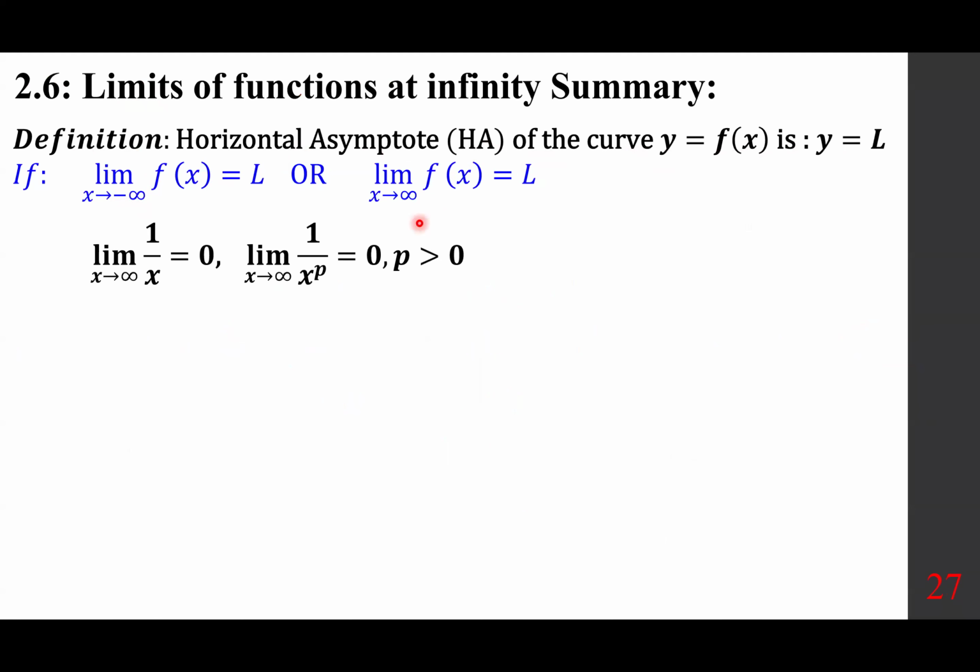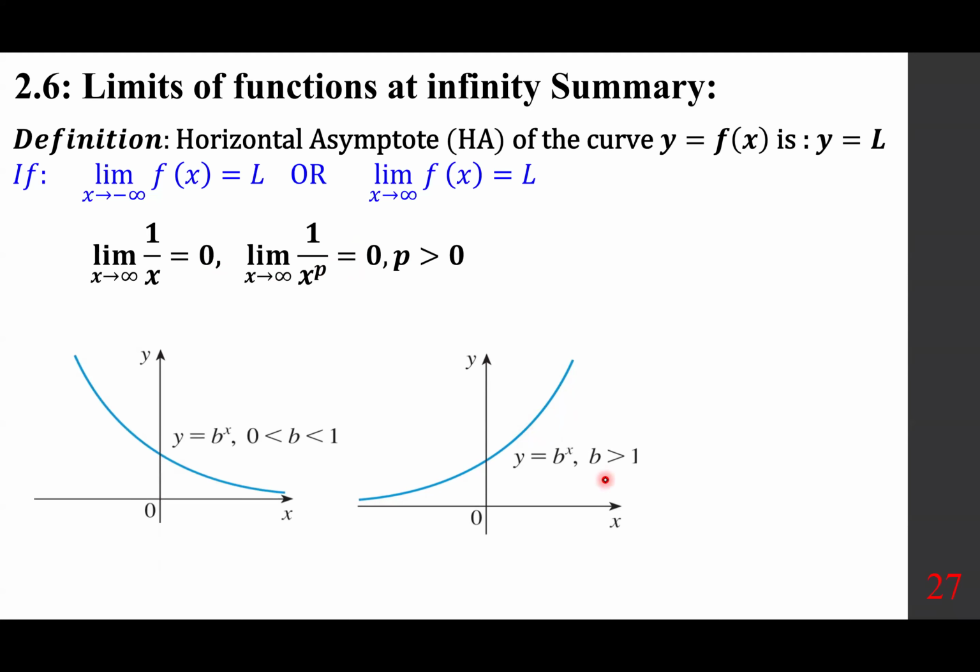Now, for example, the limit of 1 over x as x approaches infinity is 0. The limit of 1 over x to the power of p as x approaches infinity is 0. Granted, p must be larger than 0, because class, if p is negative, remember the negative exponent rules come up. So for example, we are familiar with exponential functions. This is an exponential growth if the base b is larger than 1. And in this case, b is between 0 and 1, and it makes it an exponential decay.